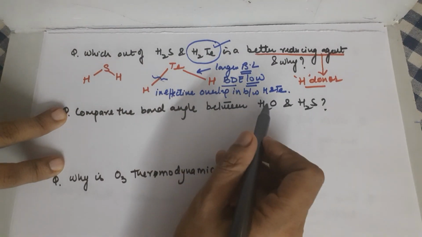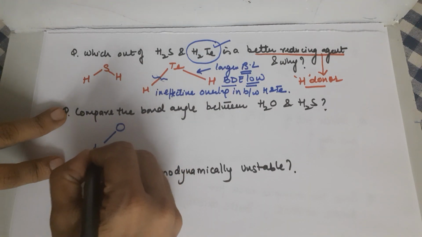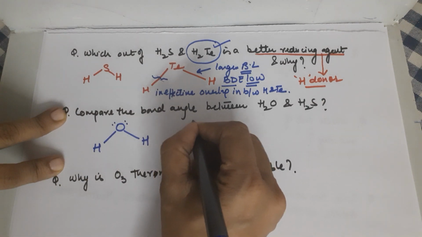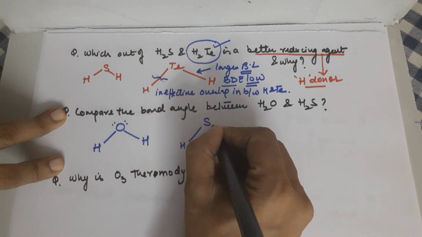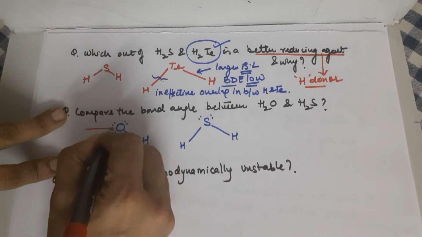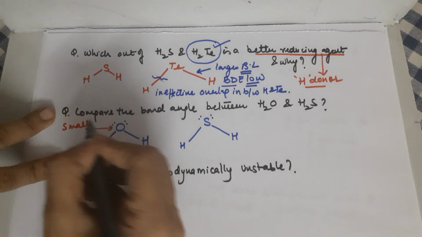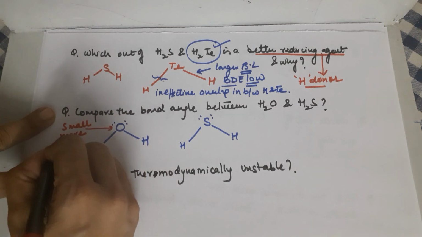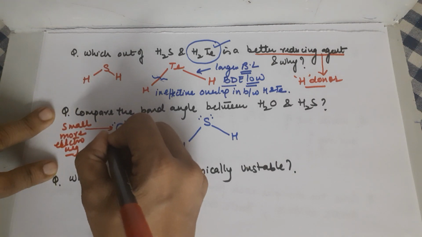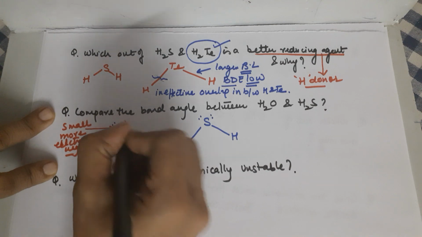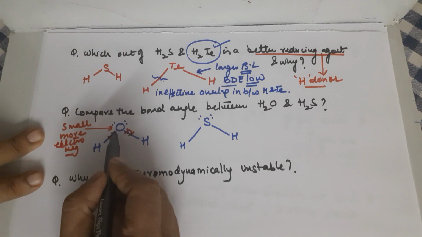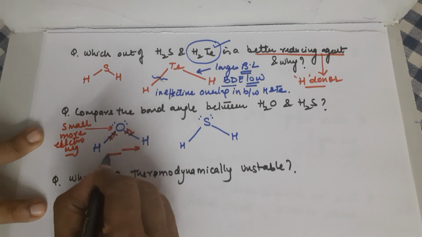Compare the bond angle between H2O and H2S. Now, H2O is this, due to the two lone pairs there is a bent geometry, while H2S is this, again a bent geometry due to the presence of lone pairs. Out of these two, oxygen is small in size and is also more electronegative. Therefore, the shared pair of electrons is pulled towards oxygen because of the high electronegativity. Now, when these bond pairs are pulled towards oxygen, they start repelling each other.